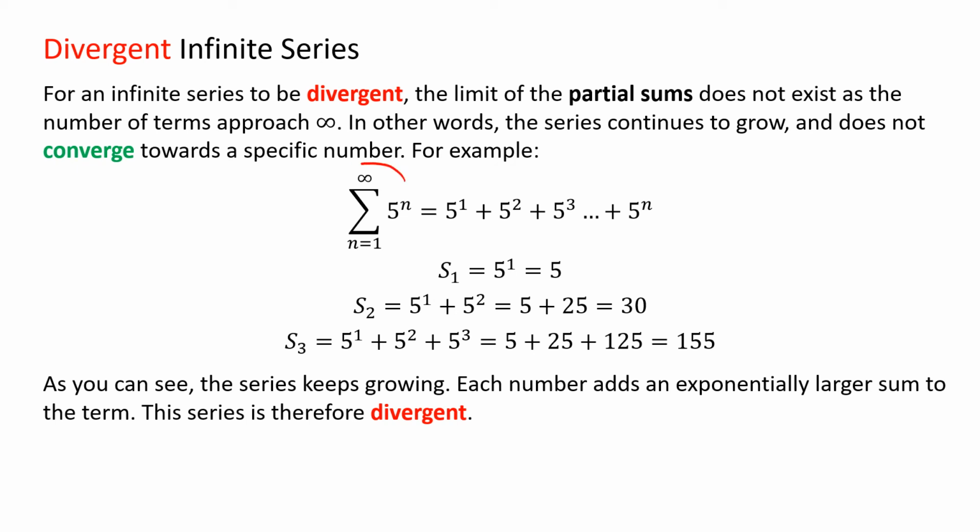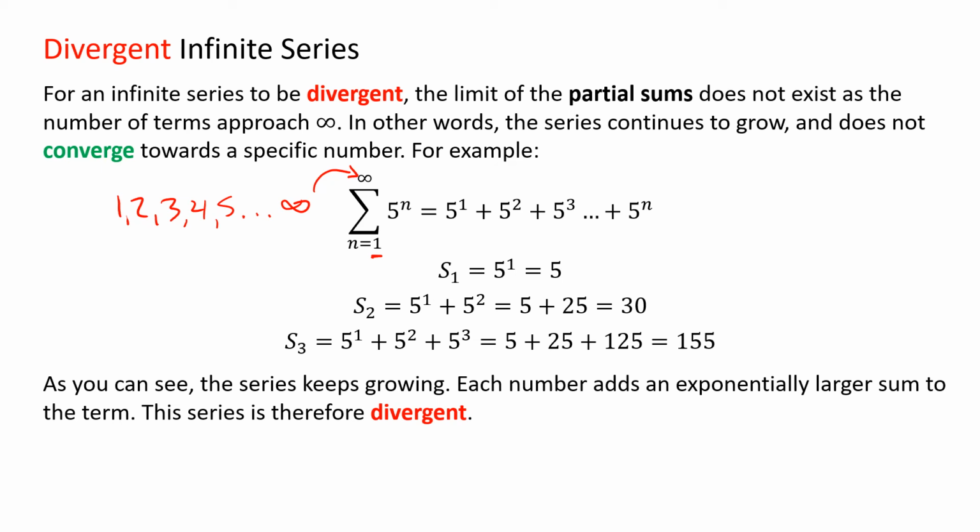So if we had a series, the sum of n equals 1 to infinity of 5 to the exponent n, what this means is it's the sum starting at n equals 1 and adding a term each time. So 1, 2, 3, 4, 5, all the way to infinity. Okay, so that's what this sum term means.